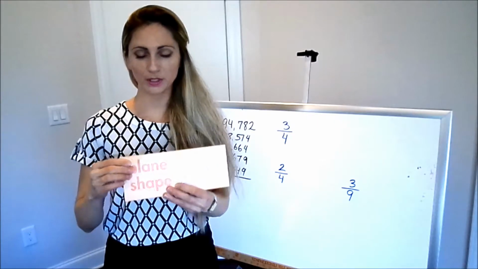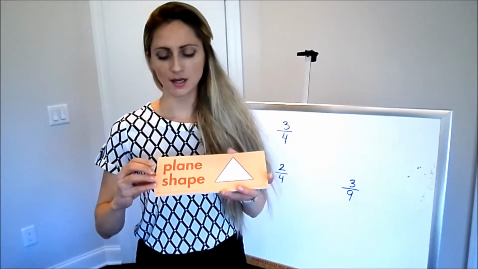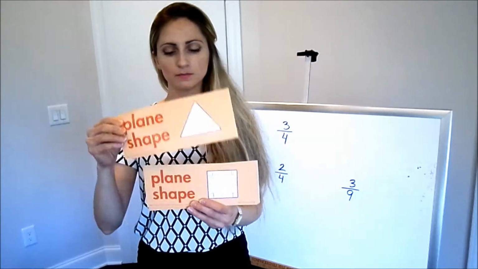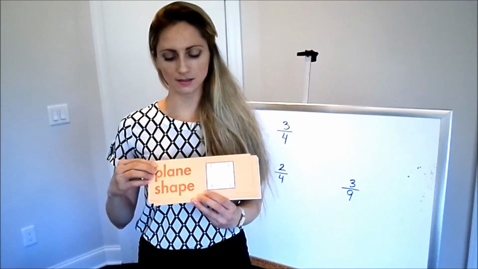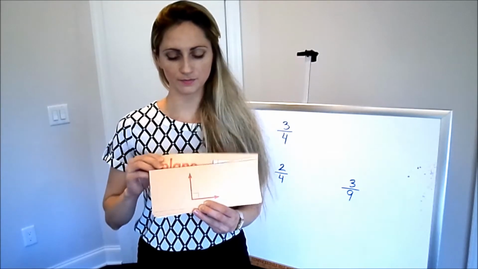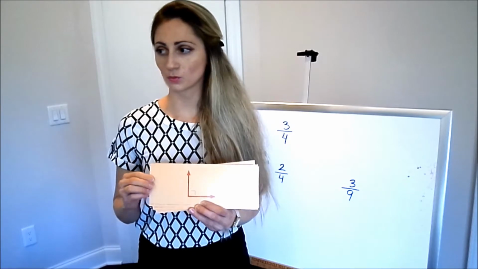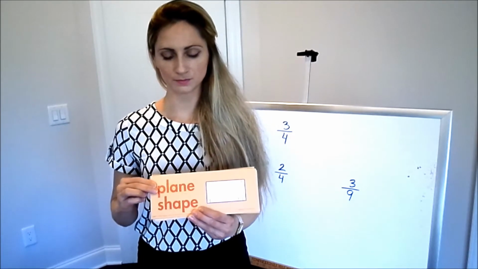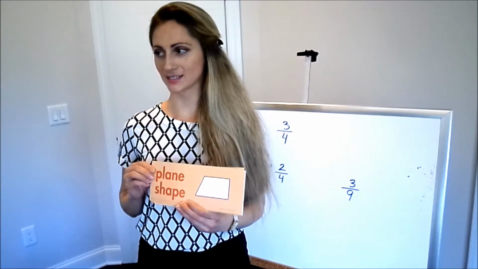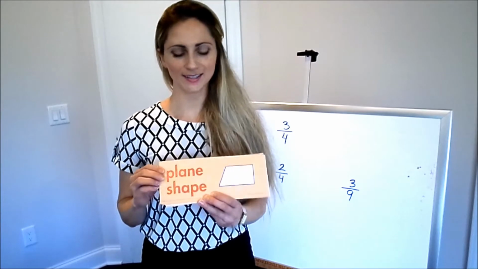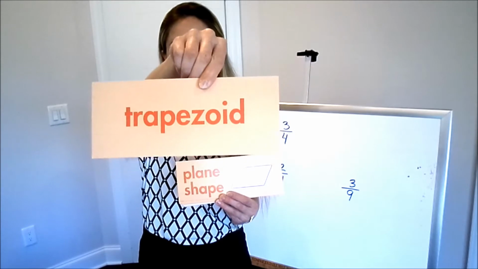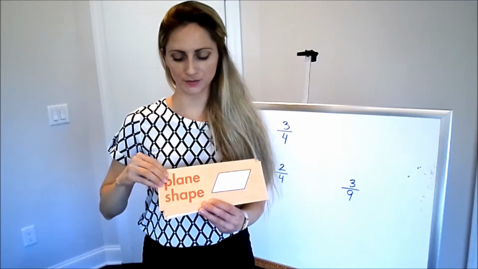We're going to begin by reviewing our concept cards. And begin. Plain shape. This is a triangle. This is a square. Right angle. Acute angle. Rectangle. That's a rectangle. Rhombus. That is not a rhombus. Who's got that one? That's a trapezoid. Read it. Trapezoid. That's a trapezoid.